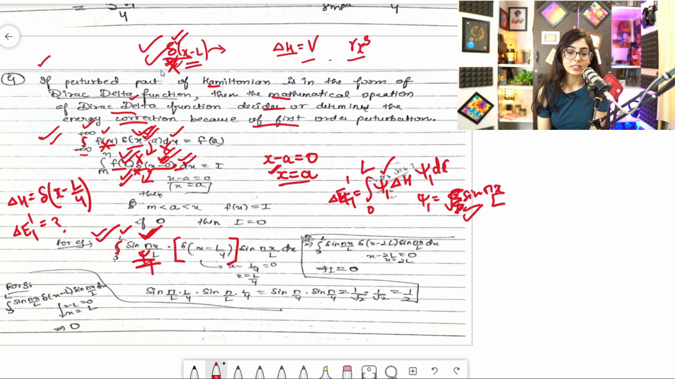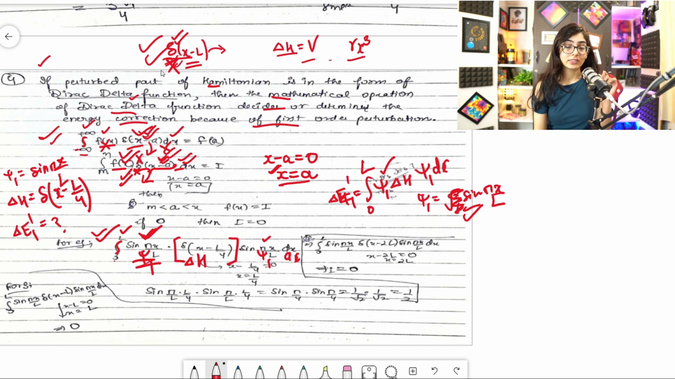This is psi 1, this is the perturbed part, and this is psi 1, and this is dx. Clear? Suppose the wave function is also given like this. Like if the examiner is saying the wave function is sine pi x by L, you will take it like that, and then you will put the value. Simply you are putting the value. Clear?